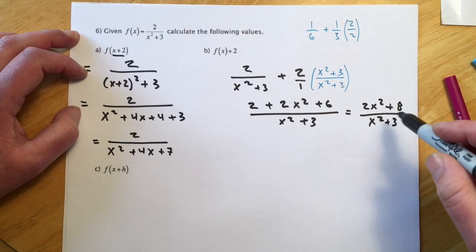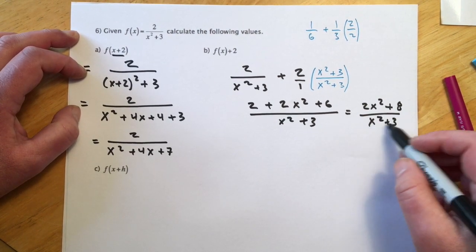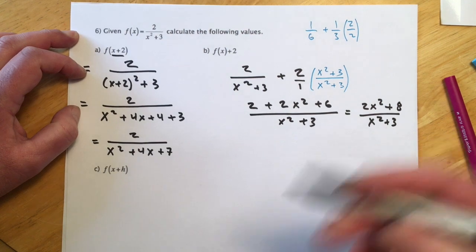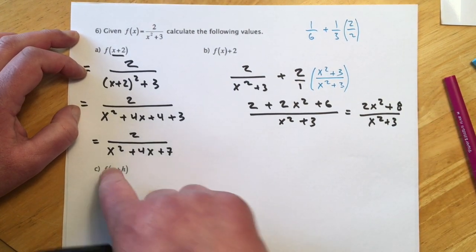And then technically we should see if this simplifies. It doesn't. X squared plus 3 is prime, so I can't cancel. But you do have to at least check.